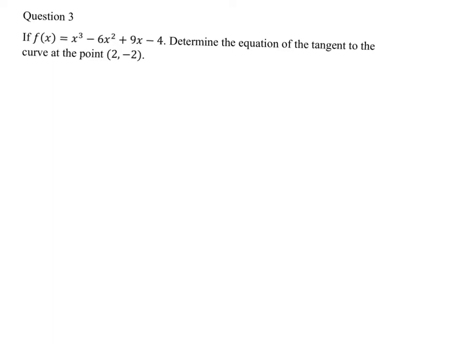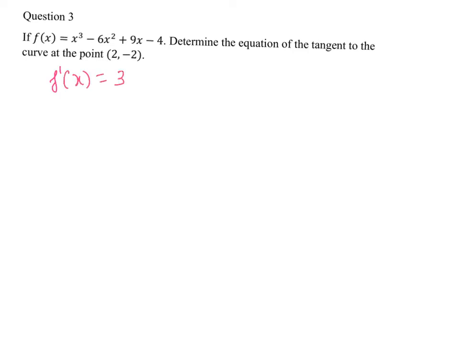Here, it is a straightforward question. f(x) is given; determine the equation of the tangent at the point of intersection. So the point is given. The first step is to find f prime of x, the derivative.